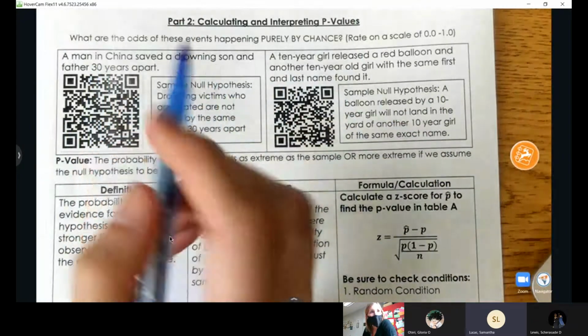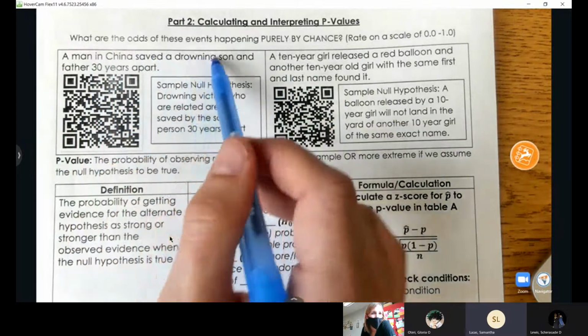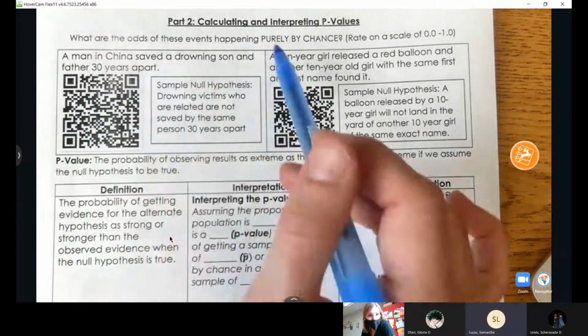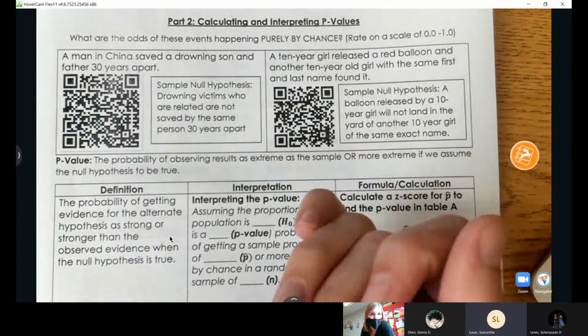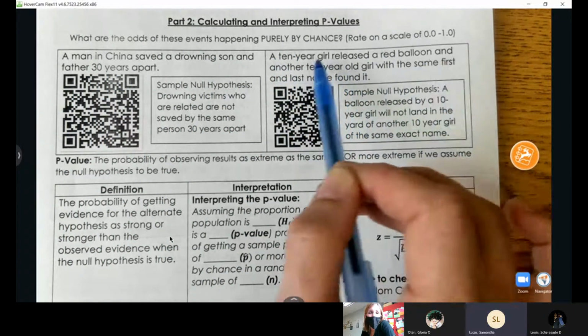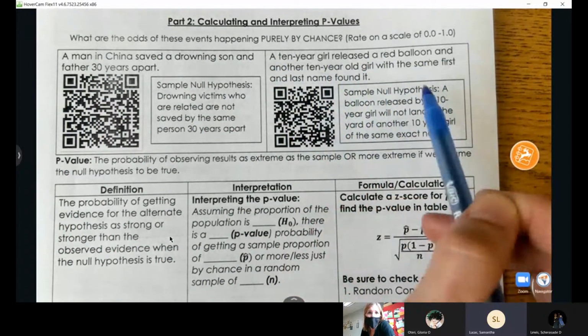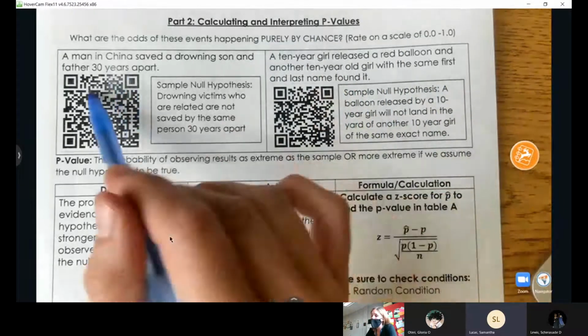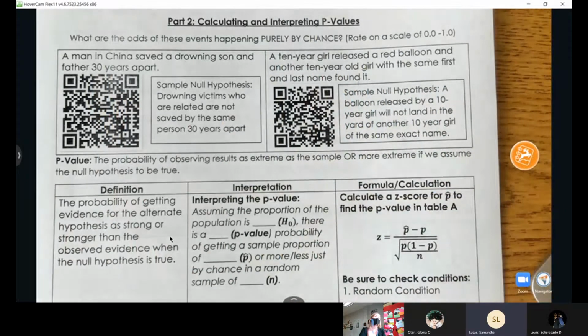All right, so looking at this, I've got two stories. We don't have time to look at them, but a man in China saved a drowning son and the father of that drowning son 30 years apart. Over here, a 10-year-old girl released a red balloon and another 10-year-old girl with the same first and last name found it. These are both true stories, but what do you think the probability of these happening are?